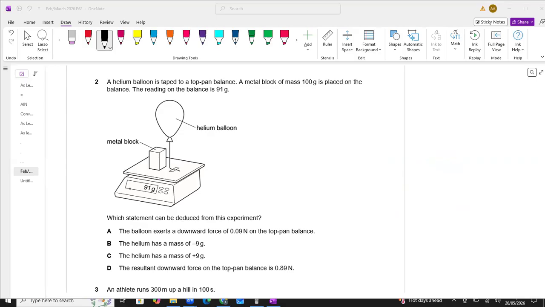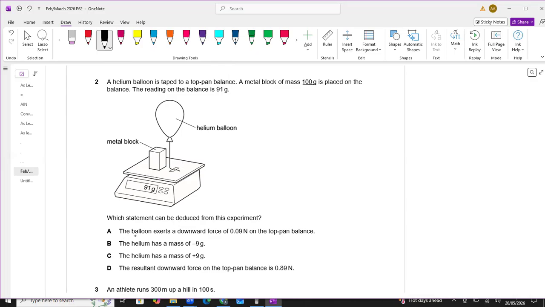So you can see a balance is used to measure the mass of any object, and the reading on the balance is 91 gram. Two objects are on the balance. One is the metal block whose weight acts in the downward direction, and the metal block mass is given as 100 gram. Helium balloon: helium is a lighter gas. It will act in the upward direction. Now they are saying which statement can be deduced from this experiment. So what can we deduce from this experiment?